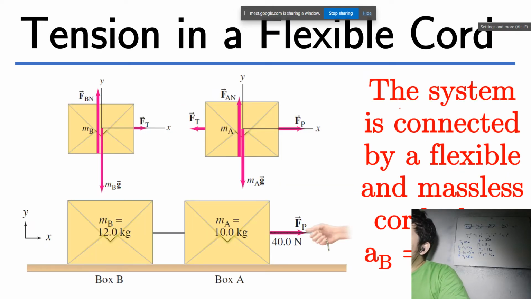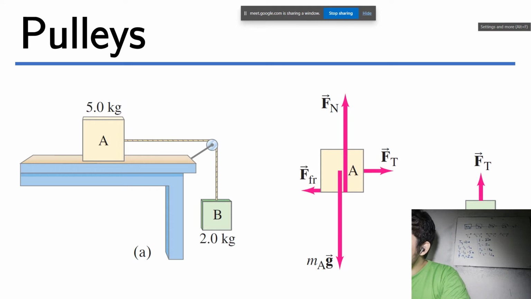And kapag tension in a flexible cord, pag magkakonekta to, take note na equal yung tension, no? Equal yung tension, and yung acceleration ng buong system is the same. Okay? And for pulleys naman, ganun din. Since connected sila by a massless cord, pareho yung acceleration ng buong system, tas pareho lang din yung tension, no?